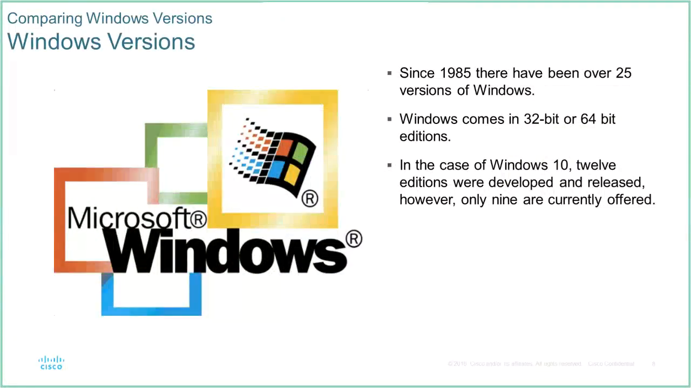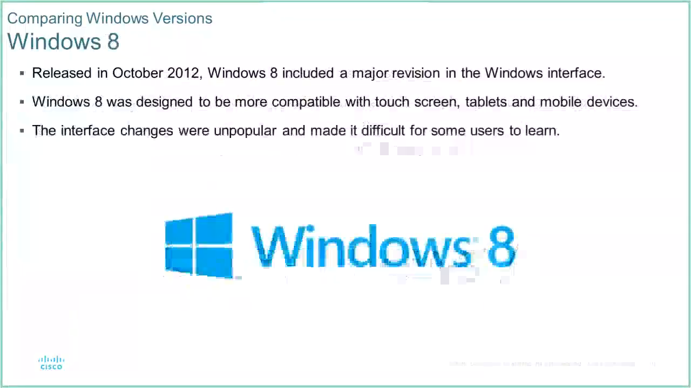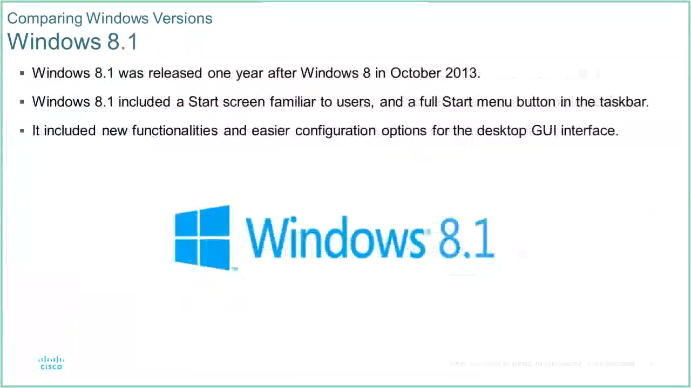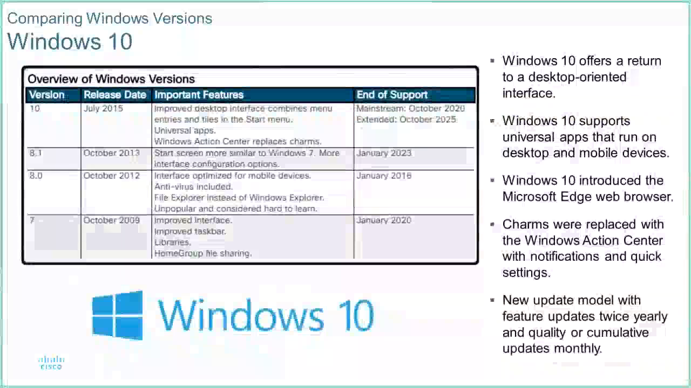Okay, so as you can see there's 25 versions of Windows since 1985, and they come in Windows 32-bit and 64-bit editions. So Windows 7, then Windows 8, then 8.1, and then Windows 10 came out in July 2015.